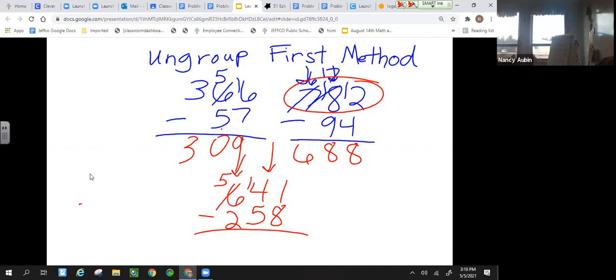Okay, and am I done? Yes or no? Now I have to look in the ones place. Can I do 1 minus 8? No. So now what do I do? Cross out the 14, make it a 13, and then you're going to make the 1 an 11. Okay, everybody have that? Now I want you to subtract from the hundreds, from the left to the right. See if it works. Kind of crazy. Doing it different. Feels weird, doesn't it?